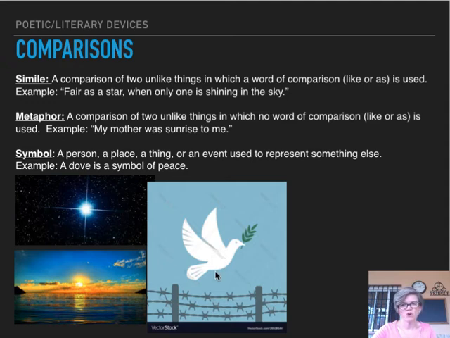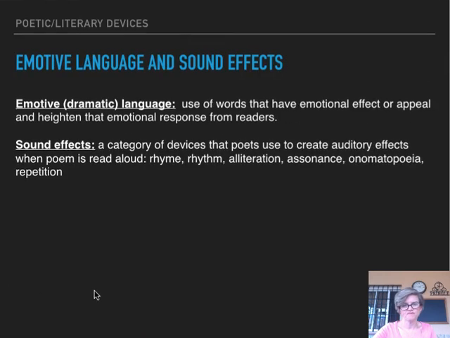But all of these are ways that poets compare things in order to tell us something about the way the poet feels about the other. Okay, so when the poet compares the girl to a star shining, we want to ask ourselves, well, what's he trying to say about the girl? When the poet says her mother is like the sunrise, we ask ourselves, what's he trying to say about the mother?